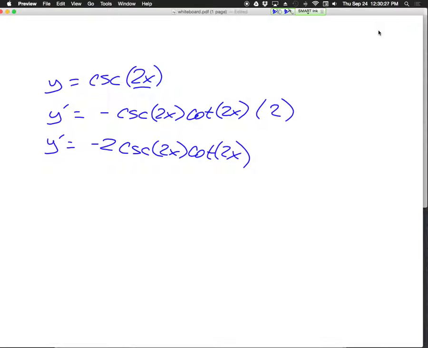And I can guarantee if something like this is on the AP test, something like this is on the AP test, that right there will be one of the answer choices. And a bunch of you will be suckered into choosing it. So make sure you take the derivative of the inside. Question on that one? Next one.